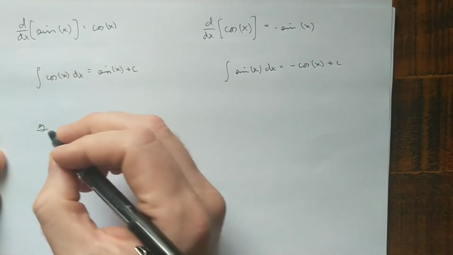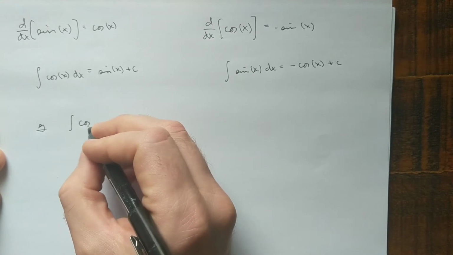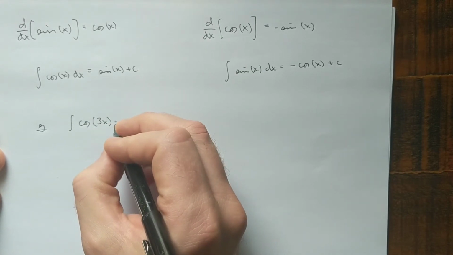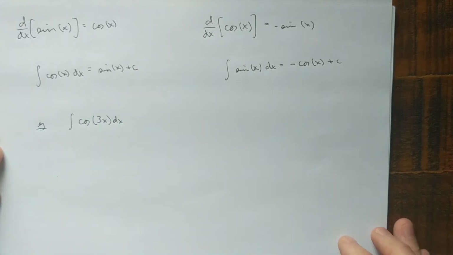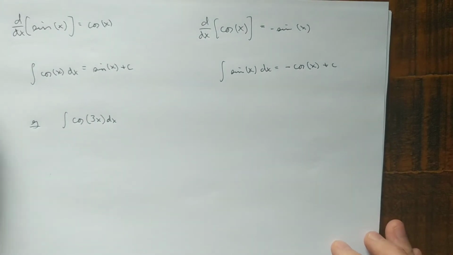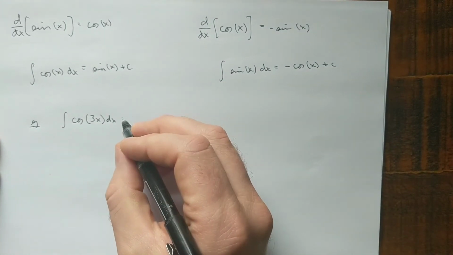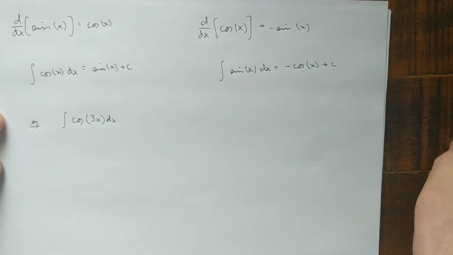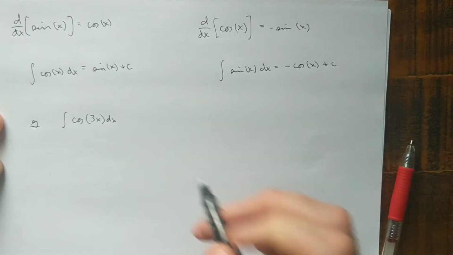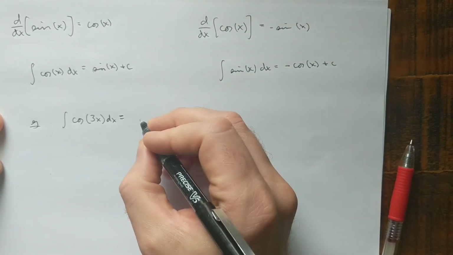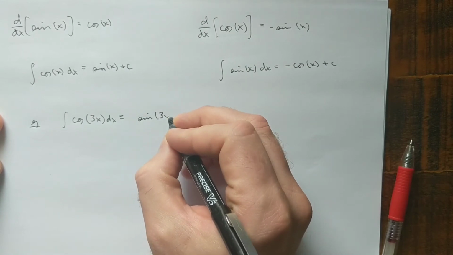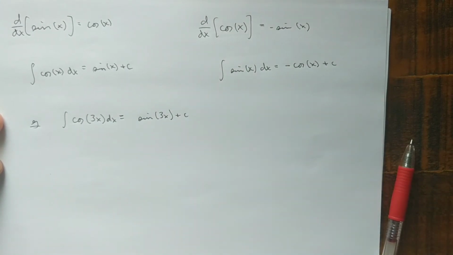Let's look at another example. Let's take the indefinite integral of cosine of 3x. Okay. So think about what this should be. Sine is going to be involved. Let's guess maybe that it's going to be sine 3x. And that's going to get us most of the way there.